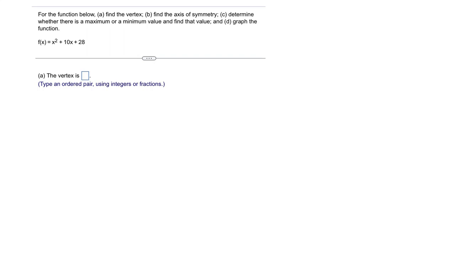All right, here's a good question. You're asked to find the vertex, axis of symmetry, determine a max or min, and graph. Okay, so let's start with those first three.